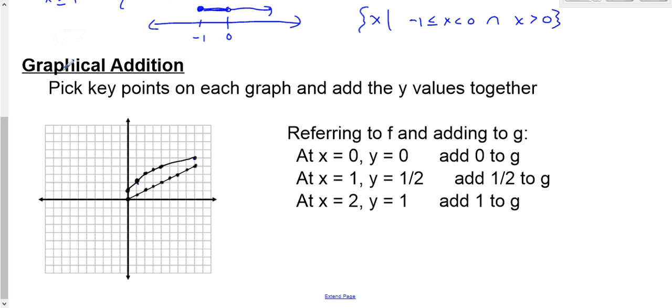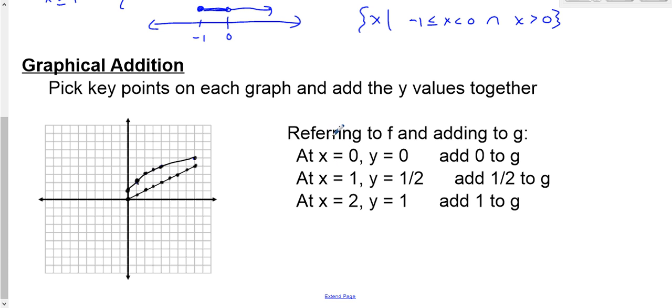And then finally, we have functions where we have to apply addition, subtraction, or whatever to a graph. And we have graphical addition. And what we want to do is pick key points on each graph and add the y values together.